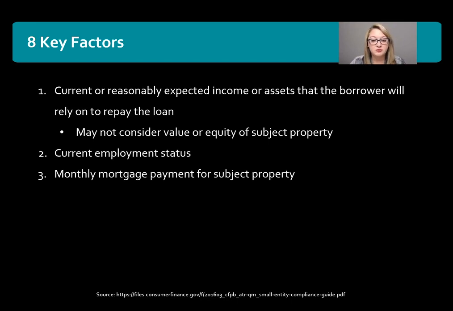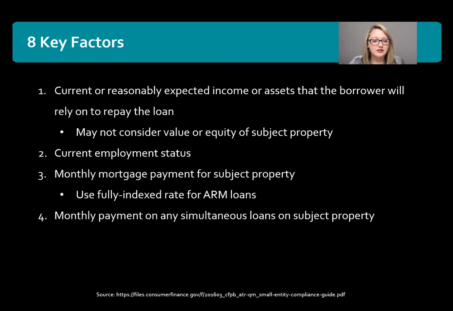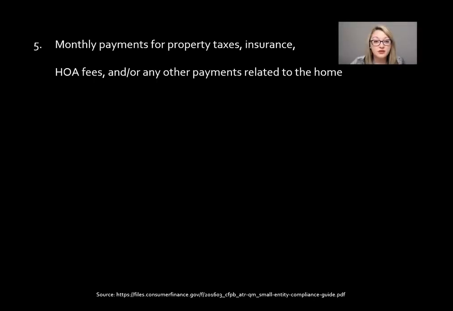Also, the monthly mortgage payment for the subject property, this has to be factored in. And if you have a situation where it's an ARM loan, you would use the fully indexed rate, which is the higher rate. Number 4, a monthly payment on any simultaneous loans on the subject property must be considered and factored in. And then number 5, monthly payments for property taxes, insurance, HOA fees, or any other payments that are related to the property must be factored into the borrower's debt-to-income ratios.